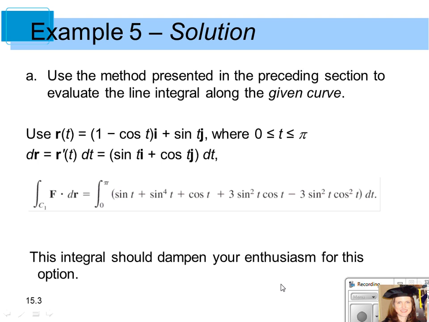Okay, this integral should dampen your enthusiasm for this option. This does not look like an easy definite integral to evaluate. Even using a calculator, it would be quite tedious to work through all those calculations. So perhaps we should check to see if the vector field is conservative, so we can either use the fundamental theorem of line integrals or take a different path altogether.